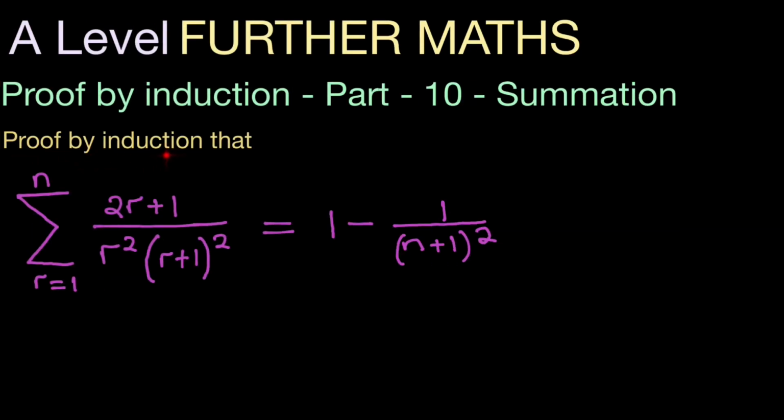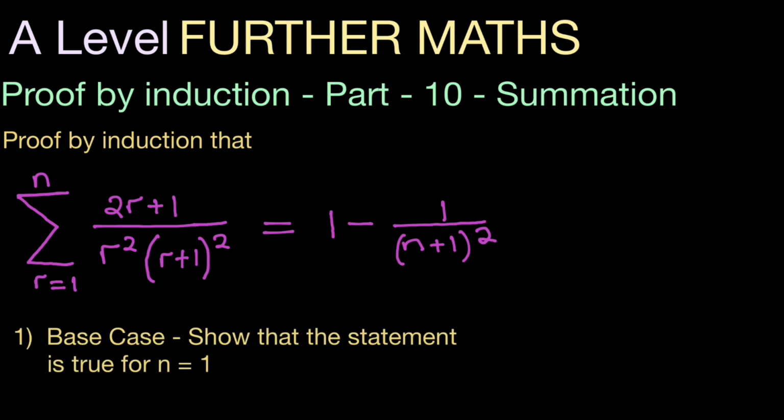Proof by induction that the sum of (2r plus 1) over r squared times (r plus 1) squared, from r equals 1 to n, is equal to 1 minus 1 over (n plus 1) squared. So the first step is to do the base case, that is to show that the statement is true for n equals 1, which means we need to look at the left hand side and the right hand side, and if the values are the same, then the statement is true.